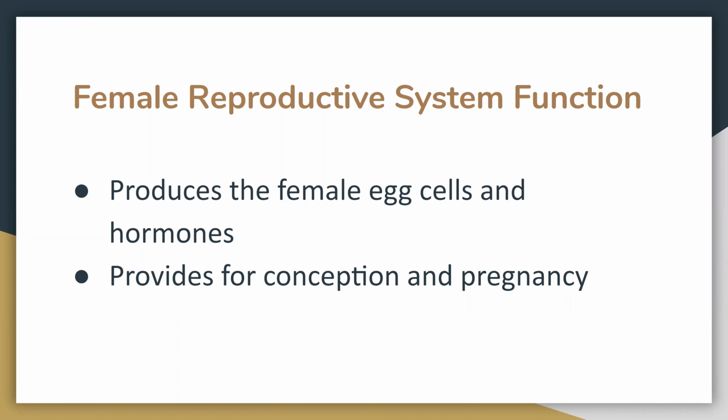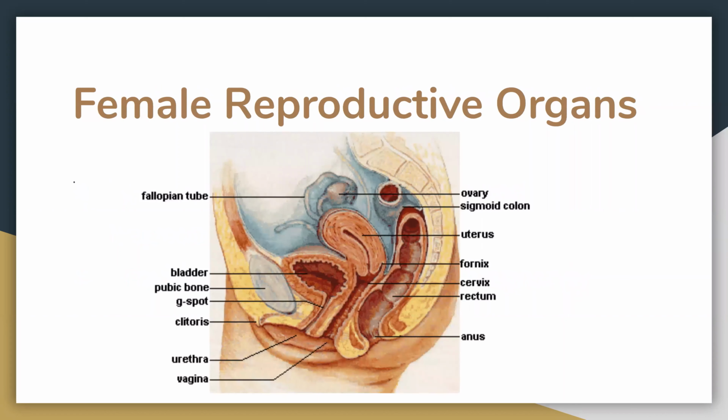So here are the organs of the female reproductive system. So you have the fallopian tubes, you have the ovary, the sigmoid colon, the uterus, you have the cervix, you have the bladder, the pubic bone, the G-spot, the clitoris, the urethra, and the vagina.